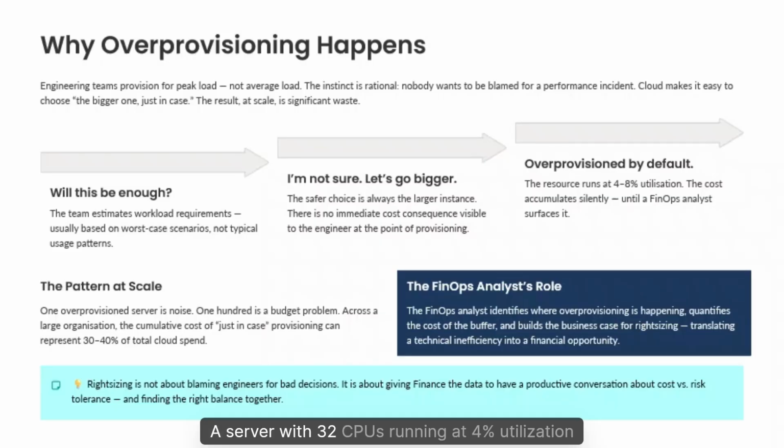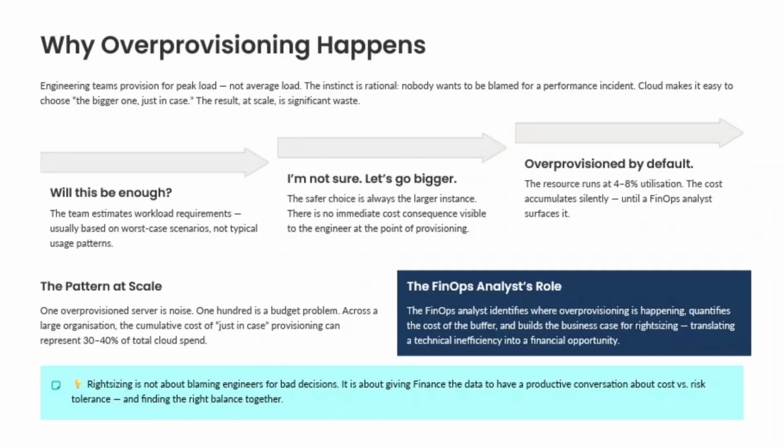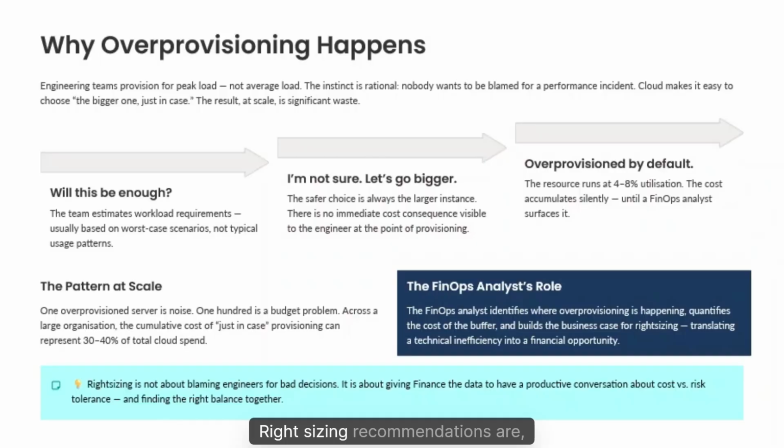A server with 32 CPUs running at 4% utilization is doing the same work as an 8 CPU server running at 18%. But the 32 CPU server costs roughly 4 times as much. Right-sizing recommendations are one of the outputs that FinOps analysts generate from monitoring data, and implementing them consistently is one of the fastest ways to reduce cloud spend without changing anything about what the business needs.